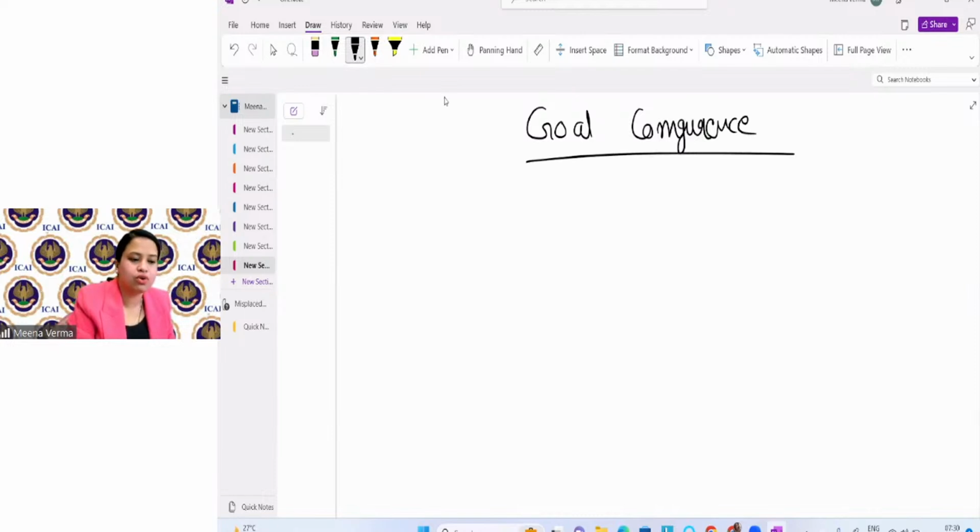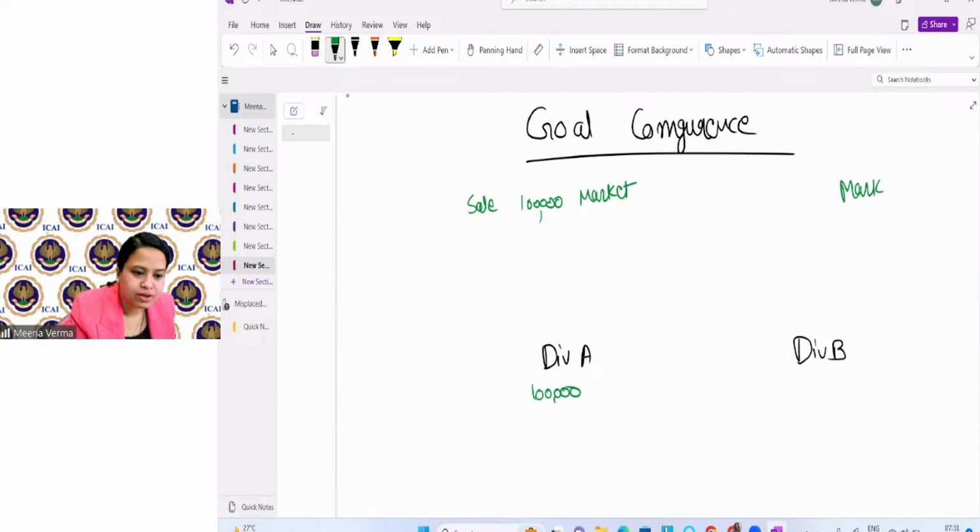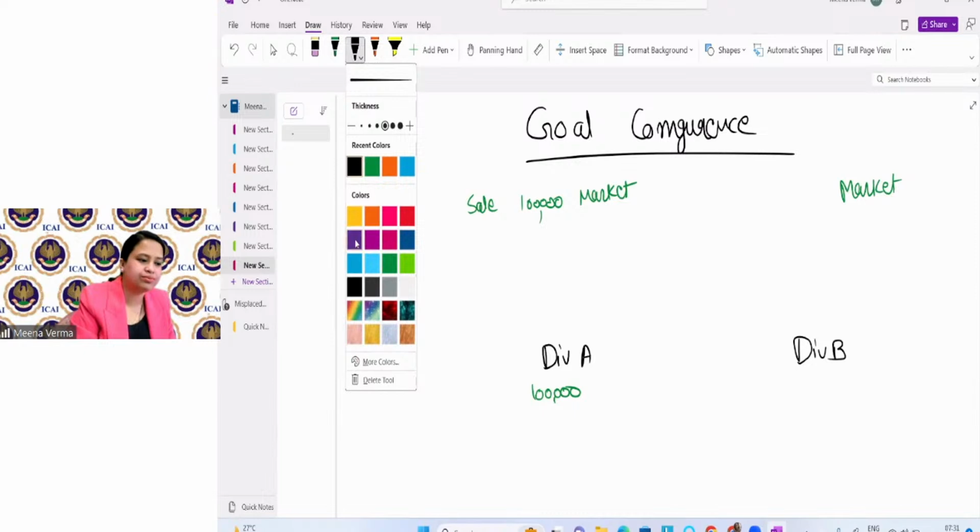What is the meaning of goal congruence here? Okay, so for example, we have division A and we have division B. The capacity to produce the unit is 1 lakh units here. Out of that, you are producing and selling all 1 lakh units. You're capable of selling all the units in the market. And division B has the option to buy from the market.